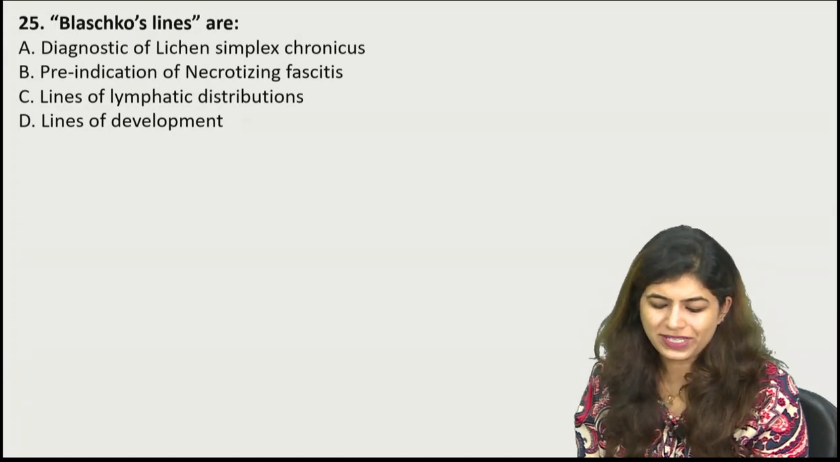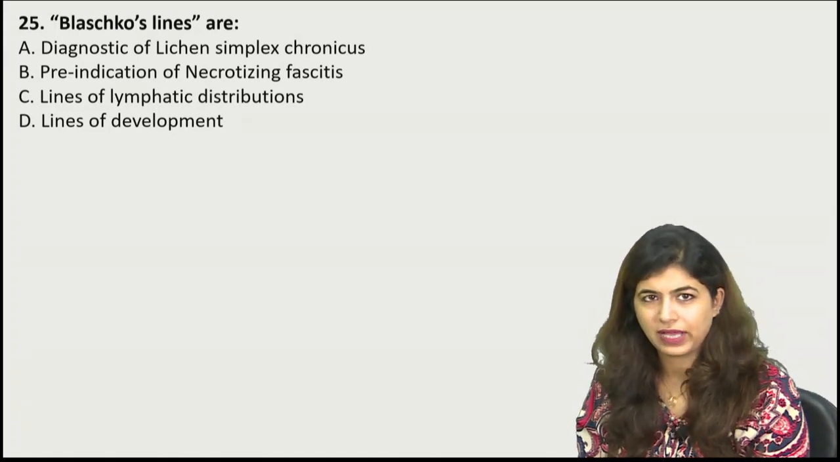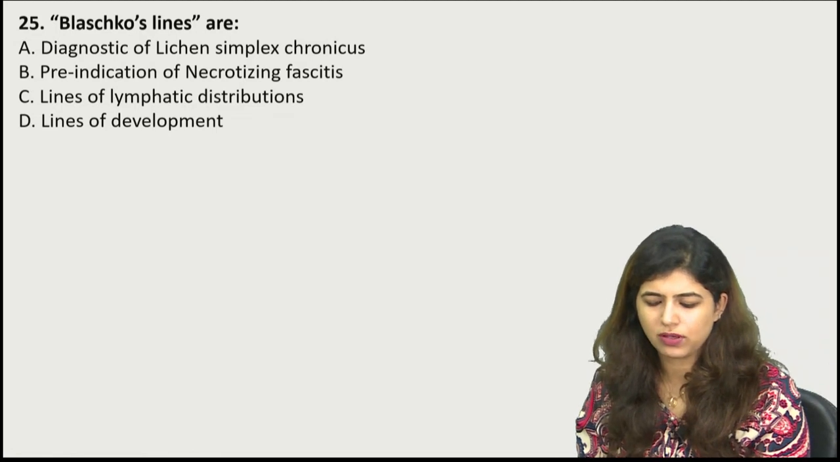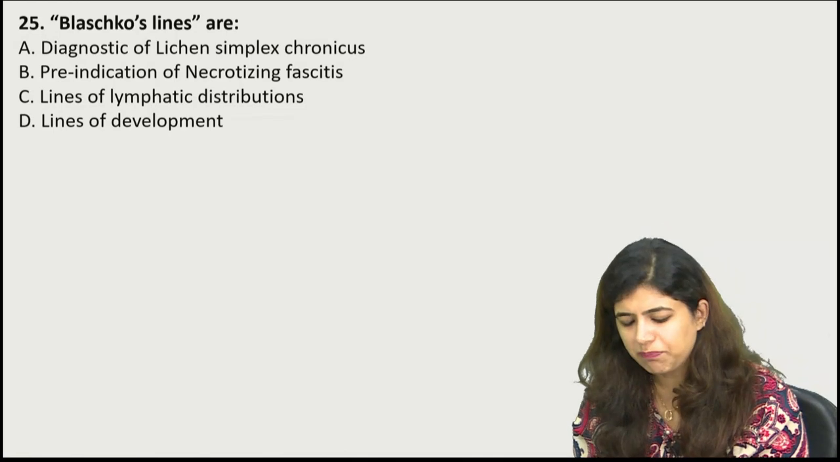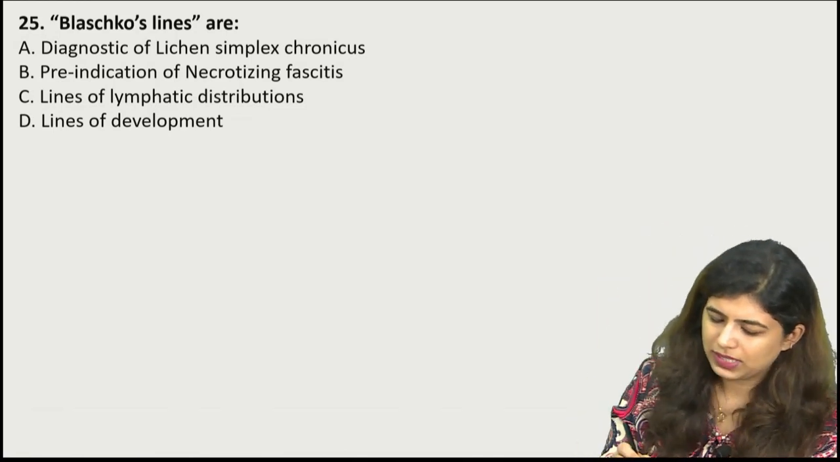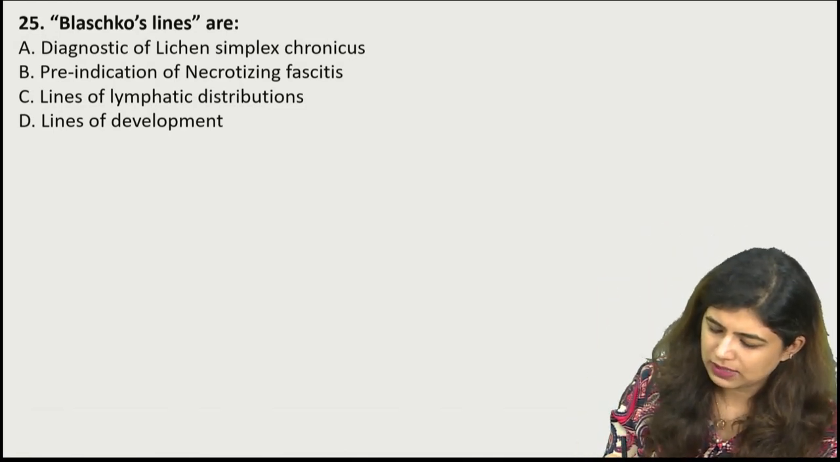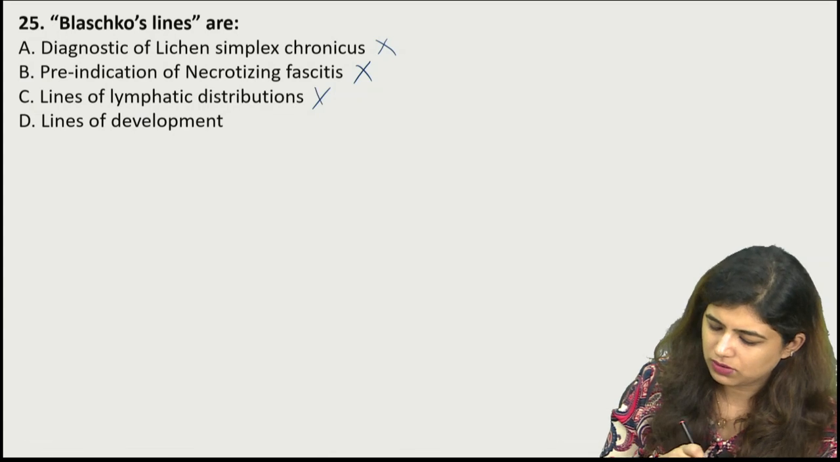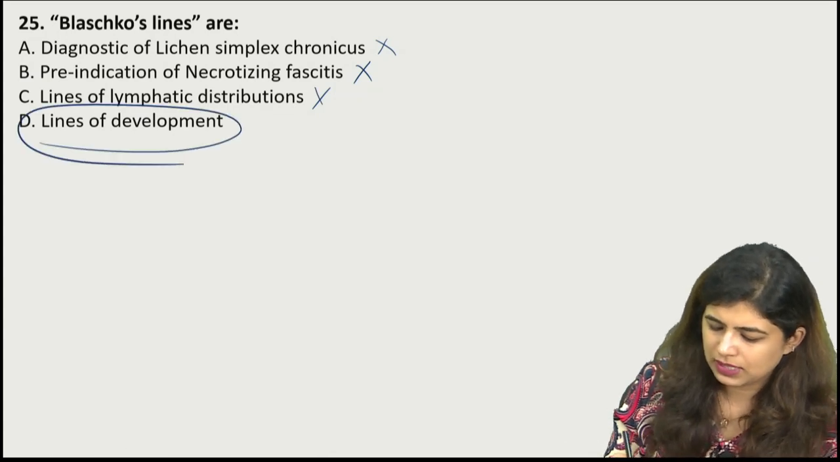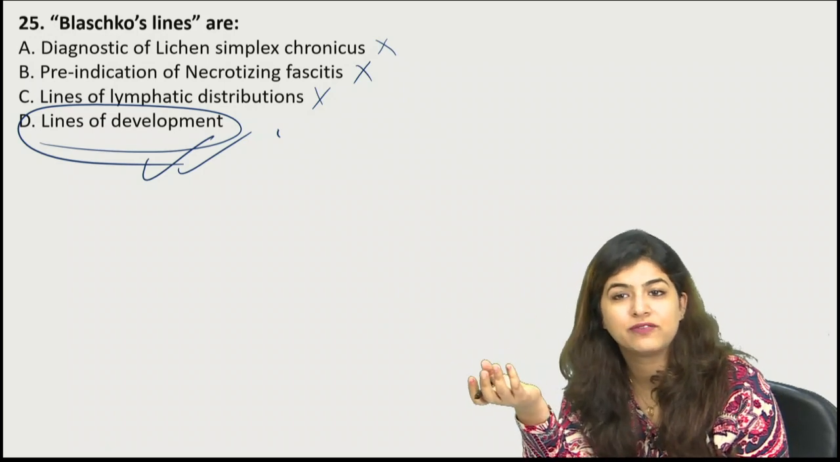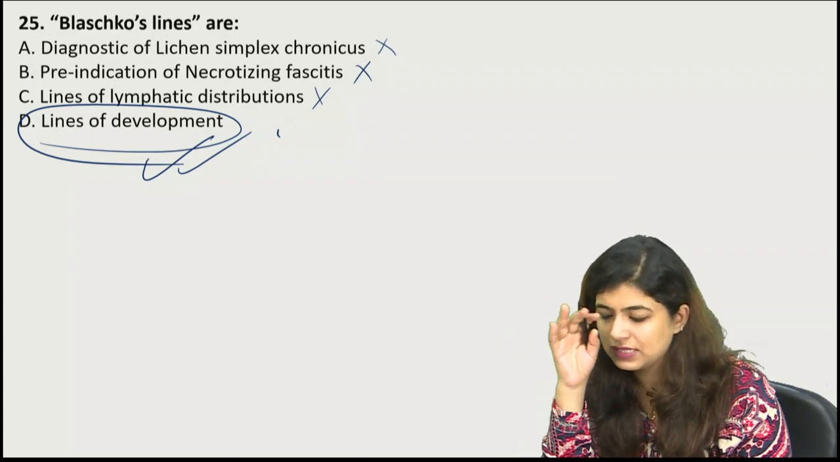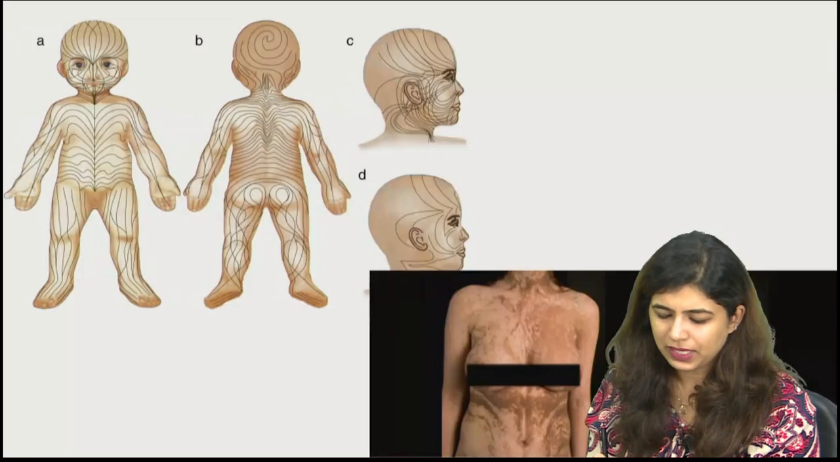Moving on to question number 25, which is on Blaschko's lines. Now, I hope this is a simpler question. What is this? Is it diagnostic of lichen simplex chronicus? No. Necrotizing fasciitis? No. Lymphatic distribution? No. The answer is option D.